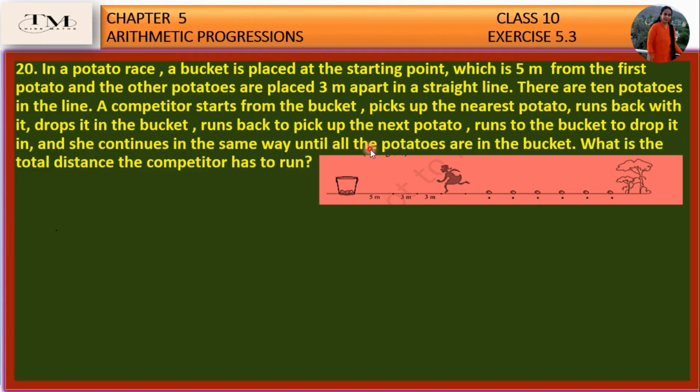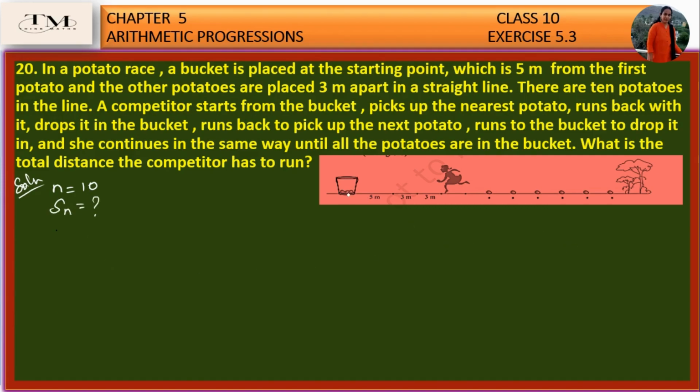Okay. So this is an interesting problem. Just listen. We can do it easily. Now, there are 10 potatoes, so n is equal to 10. What is the total distance the competitor has to run? So we have to find out Sn.